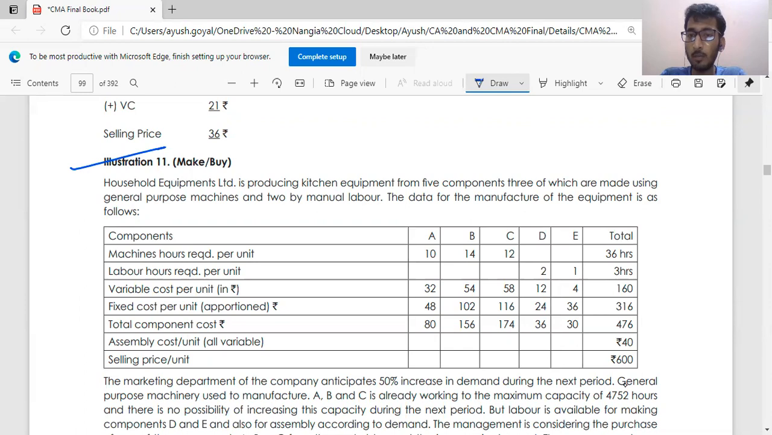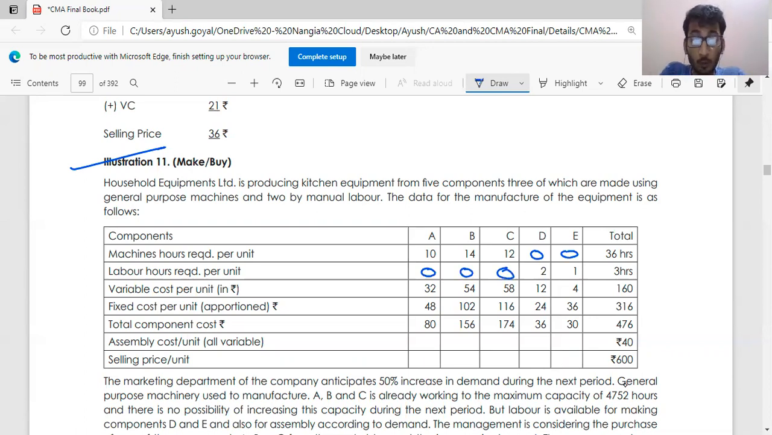The components are A, B, C, D, E. And for A, B, C, D, E, different data are given. The first is the machine hour required per unit. So basically for A, B, C, machine hour is used. As per the detail given, for D and E we do not use the machine hour, we use the labor hour. So machine hour is not required for D and E, and labor hour is not required for A, B, and C.